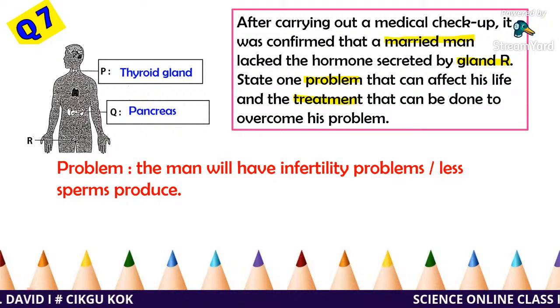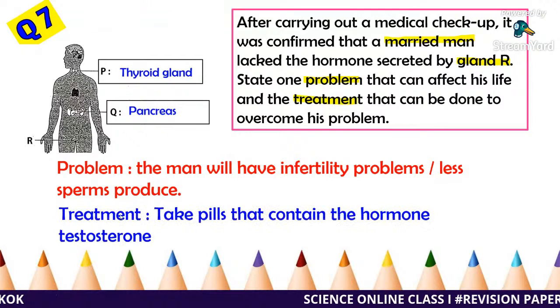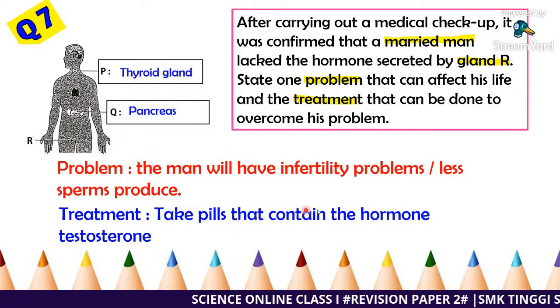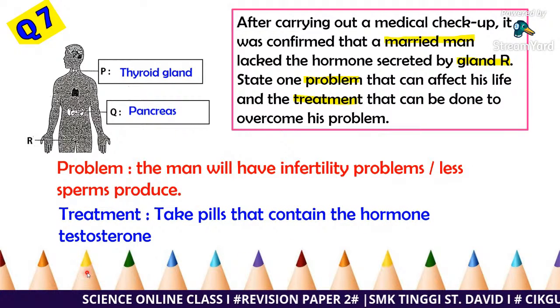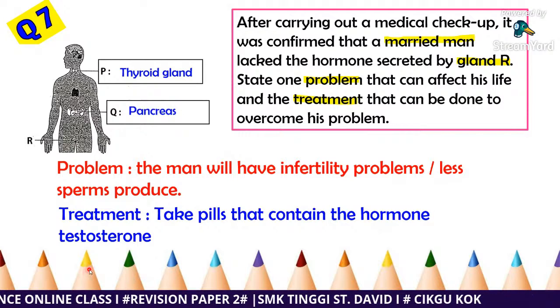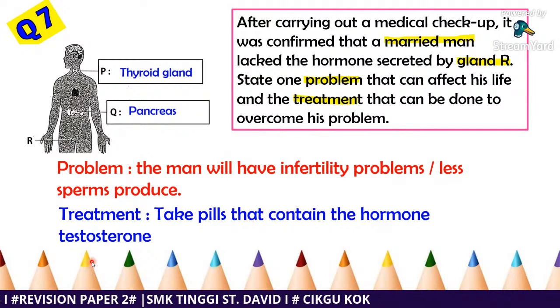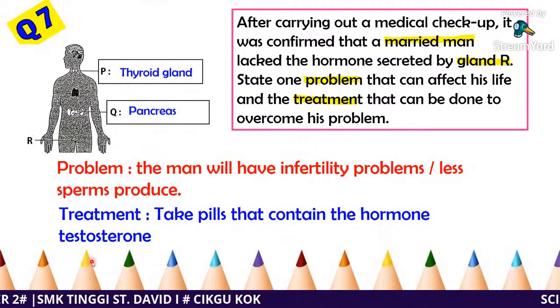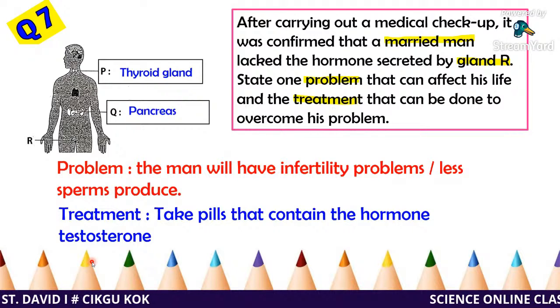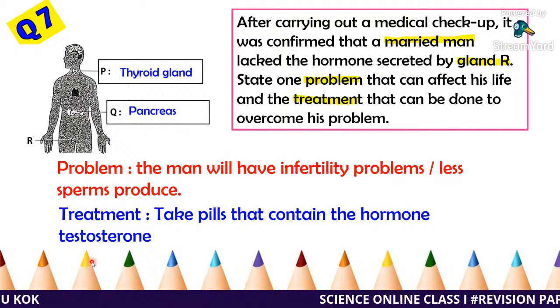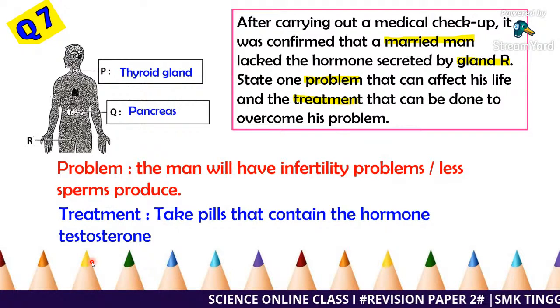Okay, we see the answer. The treatment is to take the pill that contains the hormone testosterone, which lets you produce more of this hormone. So this one is a problem and also a statement for the lack of hormone secreted from the testis.